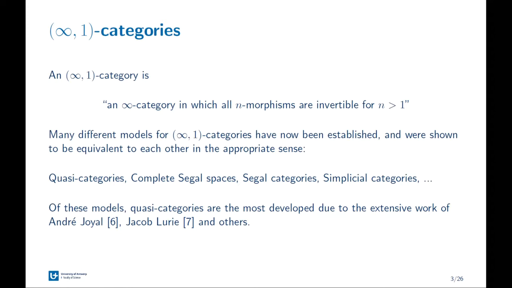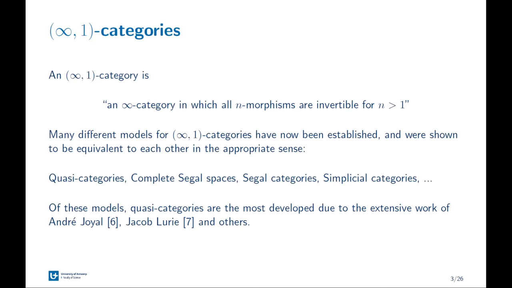So the most well-known are quasi-categories, complete Segal spaces, Segal categories, simplicial categories, and there are also others like topological categories, and even others. And at this point, basically all of these have been shown to be equivalent to each other. When I say equivalent in the appropriate sense, what I mean mathematically is that they have equivalent model categories. If you don't know what a model category is, that's fine. If you do, even better. And the point is that you can consider them to be equivalent in some sense.